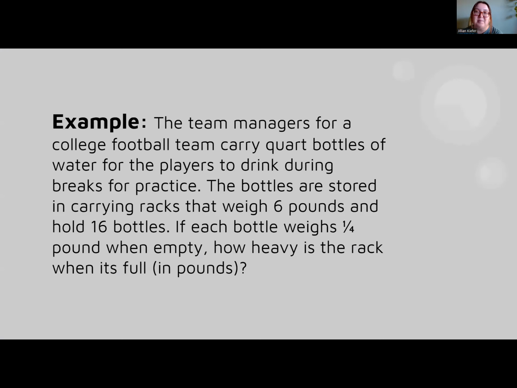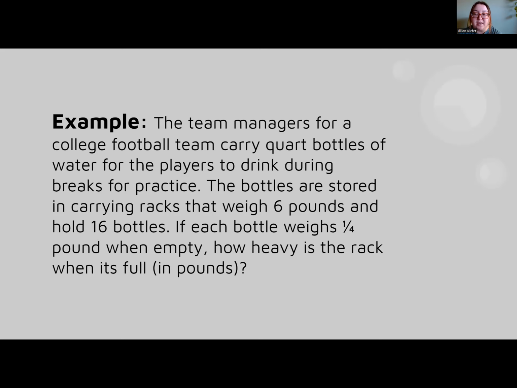So now we'll do an example together again. Our last example here: the team managers for a college football team carry quart bottles of water for the players to drink during breaks for practice. The bottles are stored in carrying racks that weigh 6 pounds, and they each hold 16 bottles.